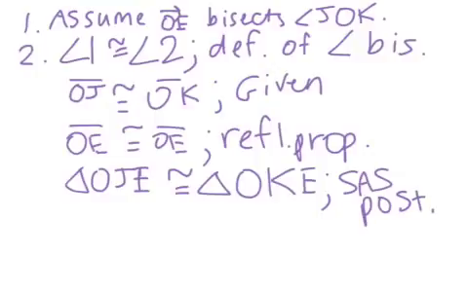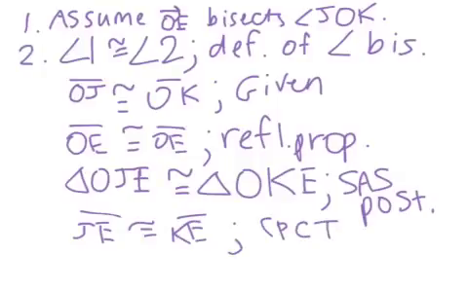Once we have proved the triangles congruent, now, by CPCTC, or congruent parts of congruent triangles are congruent, we can say that segment JE is congruent to segment KE by CPCTC. Do you notice a little discrepancy here? Yes, because in the given information, we know that segment JE is not congruent to segment KE, but here our conclusion says that segment JE is congruent to segment KE.